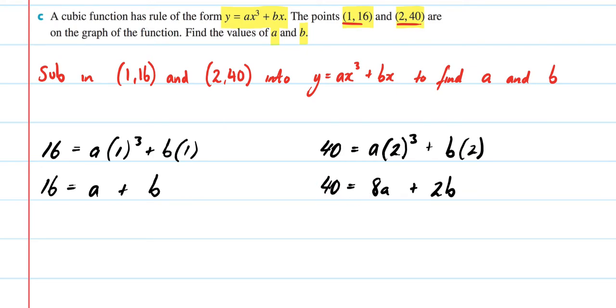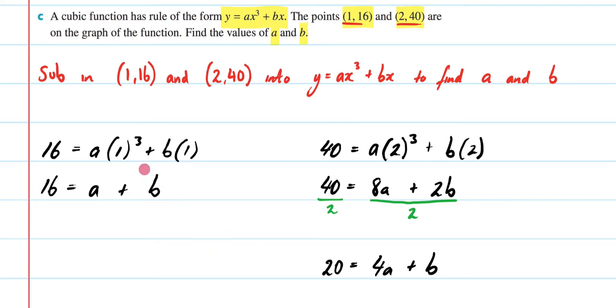Now, before we go on, we can simplify this. We can divide both sides by 2. So I can divide this by 2, and I can divide this whole side by 2 as well. Let's do that now, because it's going to make it far easier for us in the long term. So 40 divided by 2 is going to be 20. And then on this side, it's going to be 4a plus b.